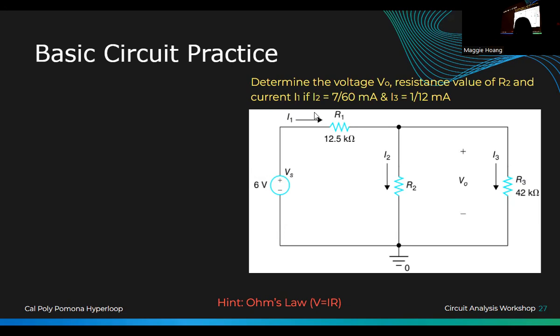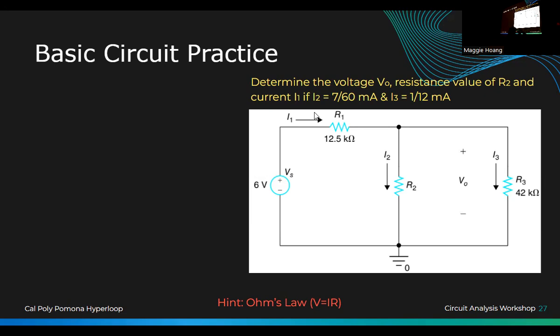KCL? Yeah. I got a different answer using both KCL and Ohm's law. To find I1, starting from the top, it's 6 volts over R1 right there. And that should be your I1, right? No, that is not, because there's a total. No, just kidding. That I1 is only... there's a node in the way.